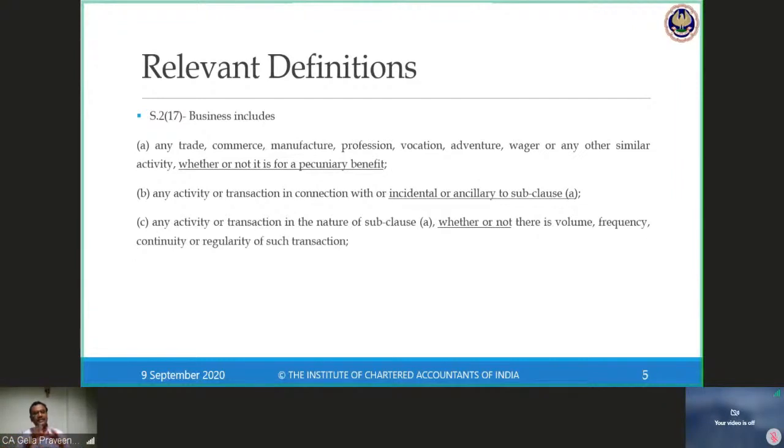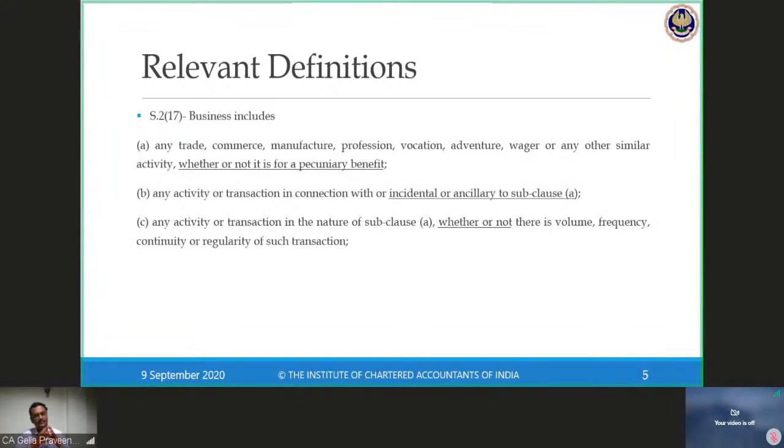Now, from there, we move on to clause C, which is very, very important. Any activity or transaction in the nature of clause A, whether or not there is volume, frequency, continuity, regularity of such transaction. This is my answer to me becoming a Sadguru, a Sadhu, a sage. Now, when I become a sage only once in a while, can I call that a business activity? My clause C says, when you do any of these activities which is covered under A, it is nothing but a business activity, because clause C says whether or not there is volume, frequency, continuity, regularity, etc.